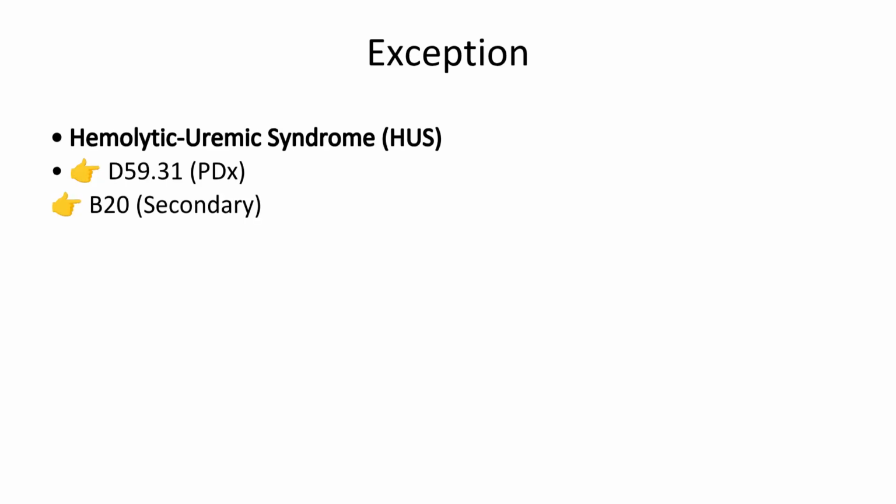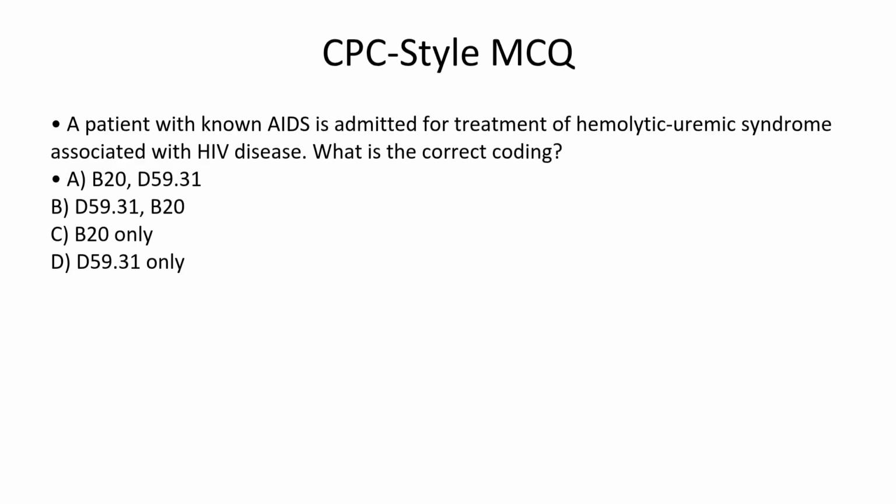Now let's look at a very important exception. If an HIV patient is admitted for treatment of hemolytic uremic syndrome associated with HIV, we do not assign B20 as the principal diagnosis. Instead, we assign D59.31 as the principal diagnosis, followed by B20. This is a specific guideline exception and is frequently tested in exams. This is an exception-based question.